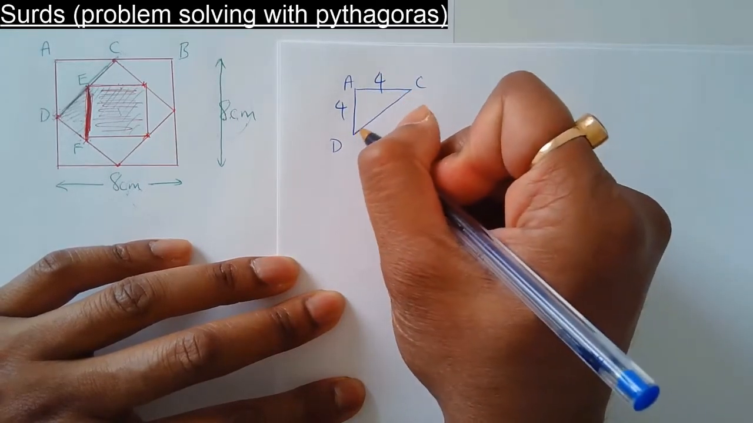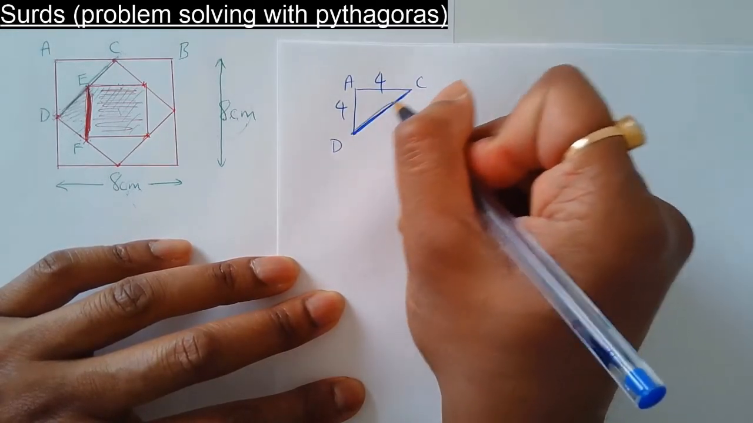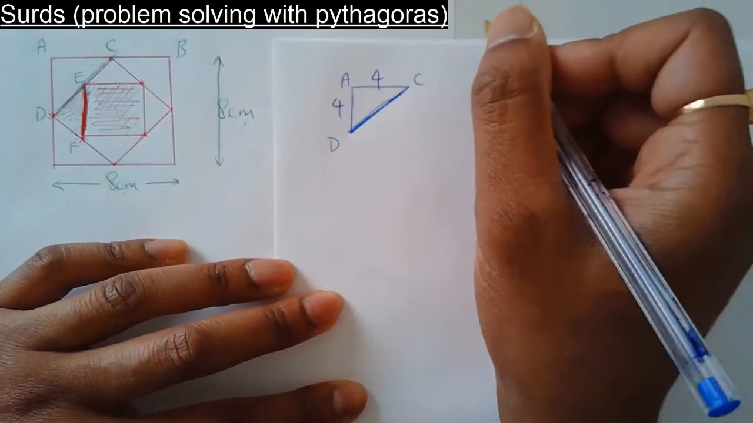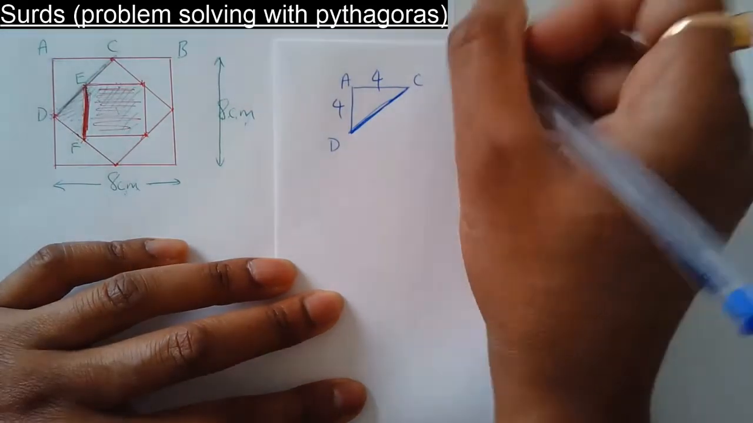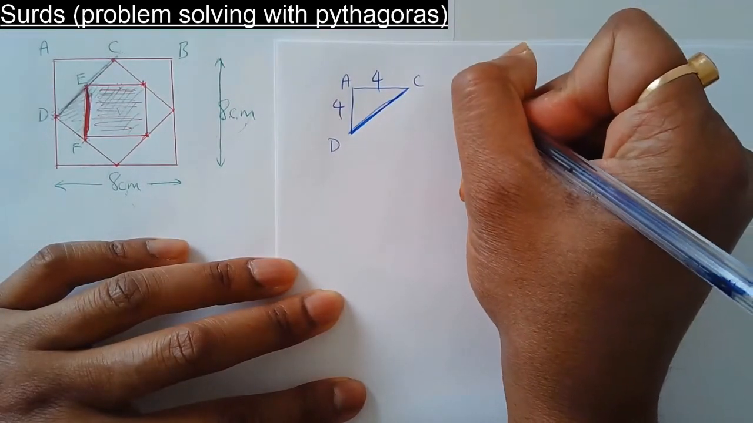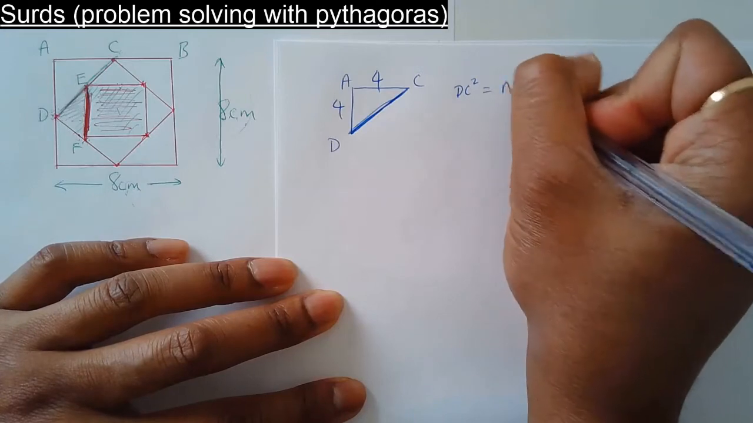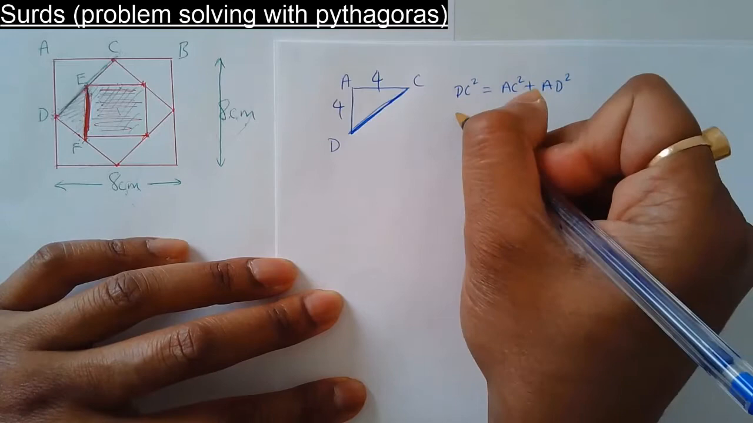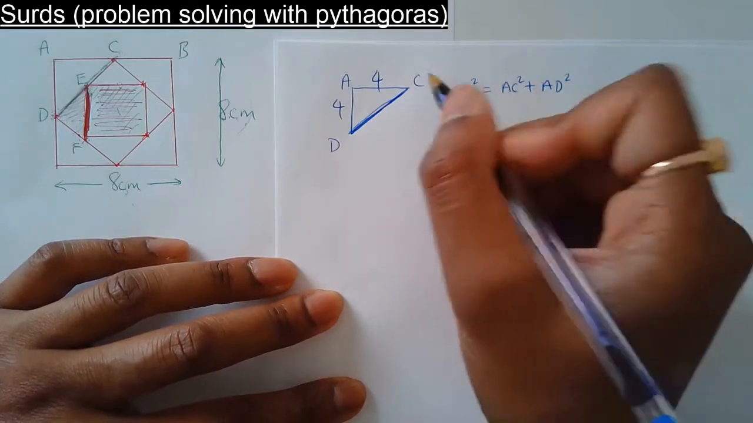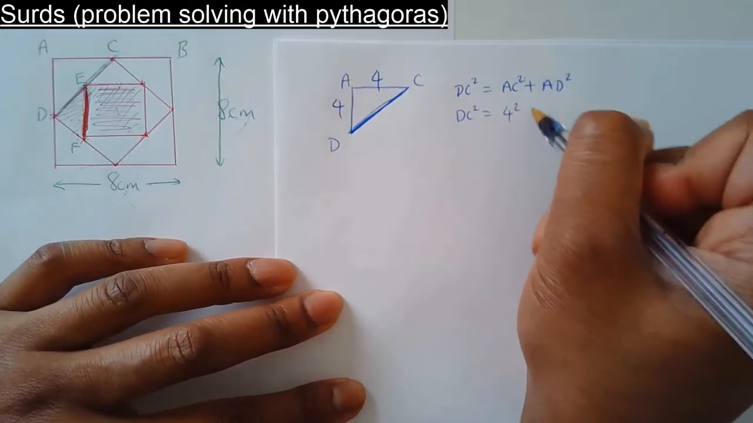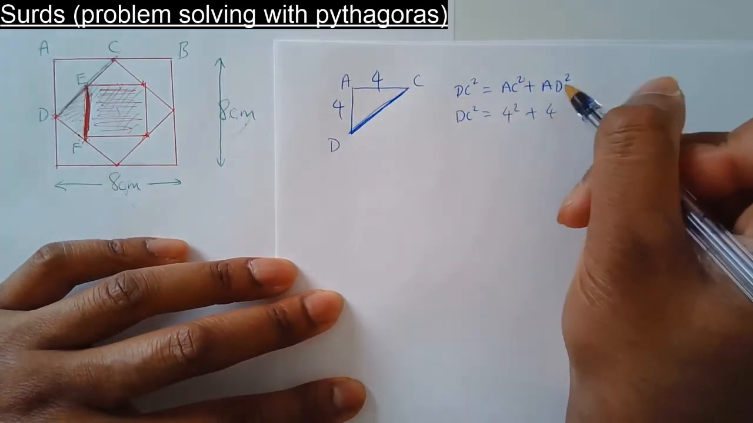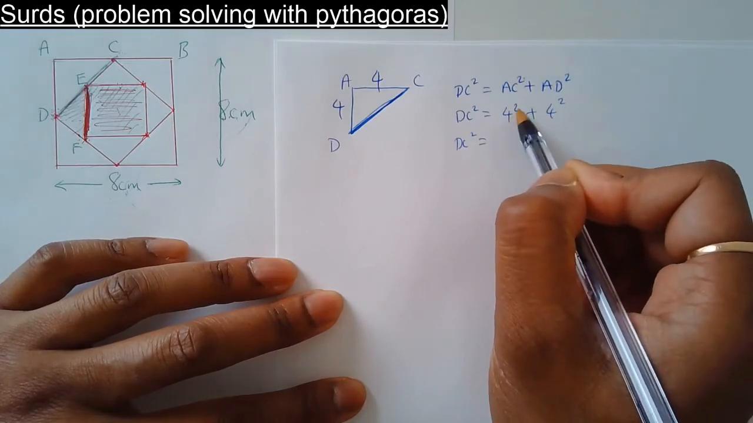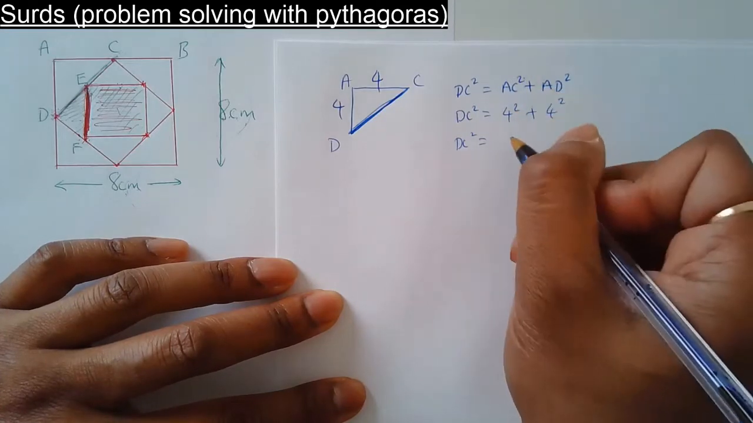So I can work out DC, which is all of that, using Pythagoras. I'll just use the longer version of Pythagoras. So we have DC squared is equal to AC squared plus AD squared. Well, AC is 4, 4 squared. AD is also 4, 4 squared. Simplify. 4 squared is 16, 16 add 16, 32.